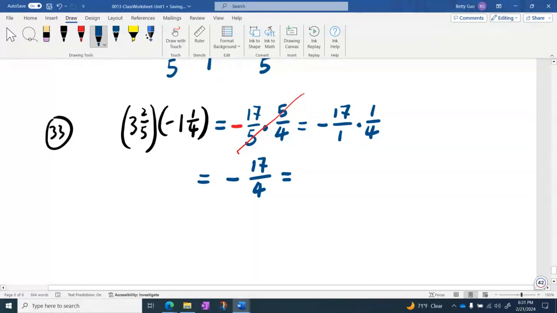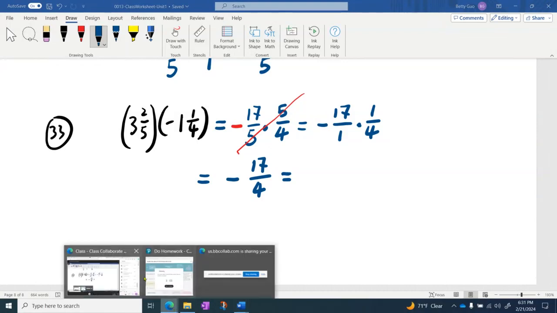17 is a prime. 4 is 2 times 2. So 17 over 4 is already reduced, simplified. But if the question requires us to write the result in the format of a mixed number, we would have to do so. So when you work on your homework, your MyLab Math assignments, make sure you read all the information, especially the requirement. How do you enter the answer in the cell?